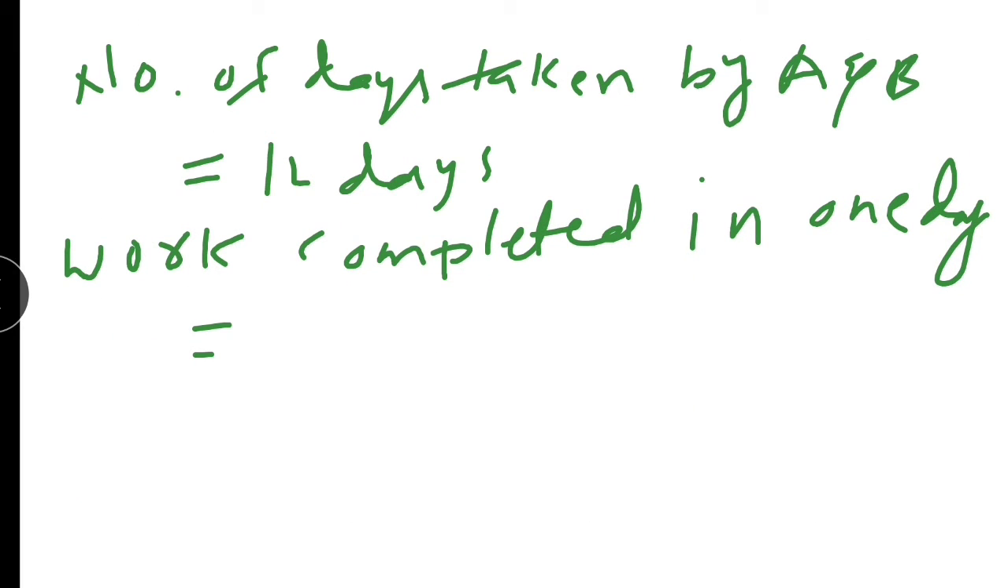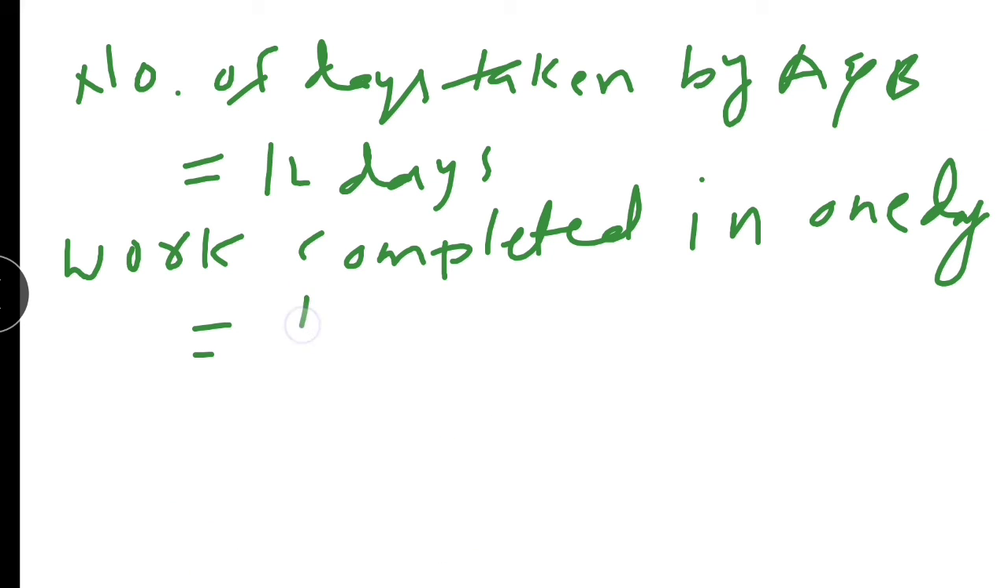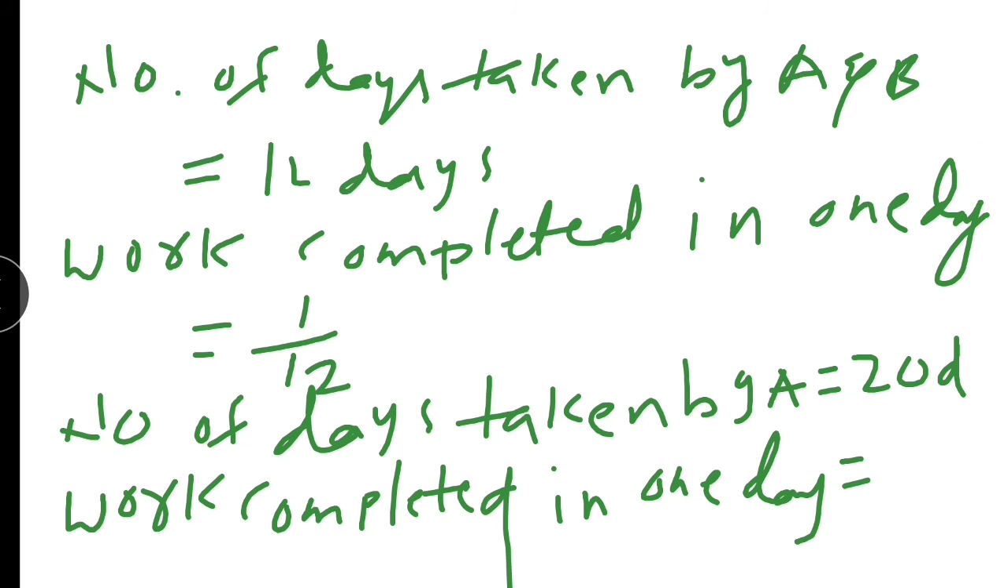So here the number of days taken by A and B is 12 days. Then work completed in 1 day: the work should be considered as 1. So one work is completed in 12 days, then in 1 day how much work will be completed? 1 by 12. So 1 by 12 of the work is completed in 1 day. Similarly, the number of days taken by A is 20 days, so work completed in 1 day is 1 by 20.